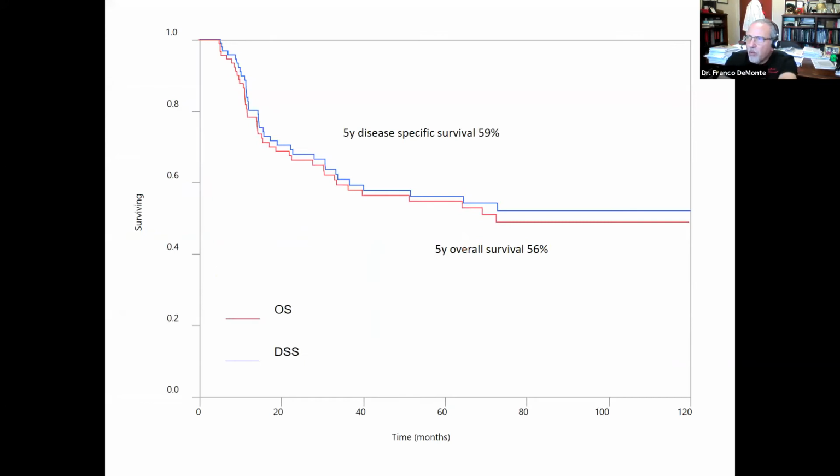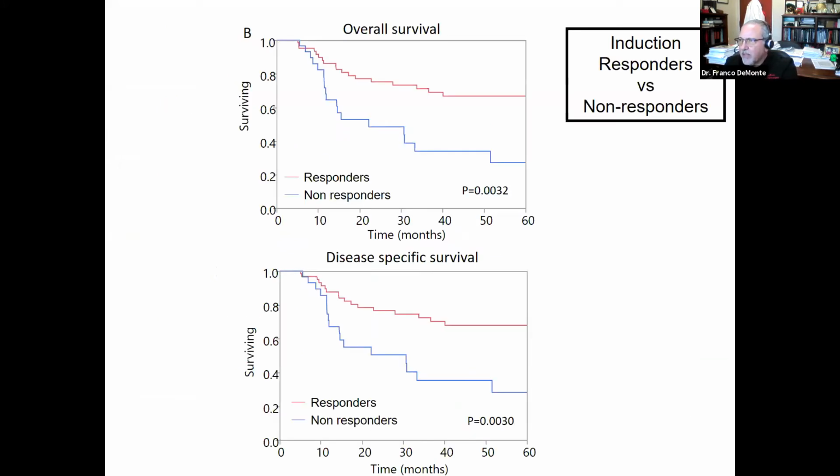What we found in the overall group, the 5-year disease-specific survival and the 5-year overall survival were very similar at 59 and 56%. But we saw a real separation in survival between those patients who responded to the induction chemotherapy and those that did not. So there's a significant difference in survival in the patients who responded to chemotherapy.